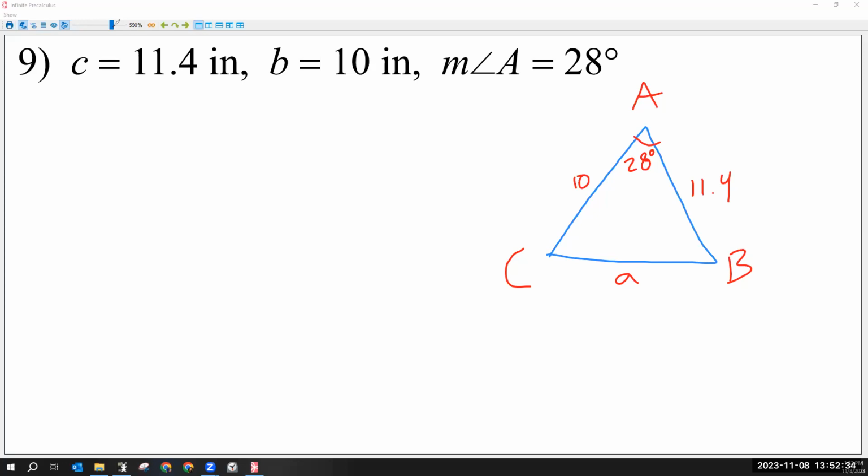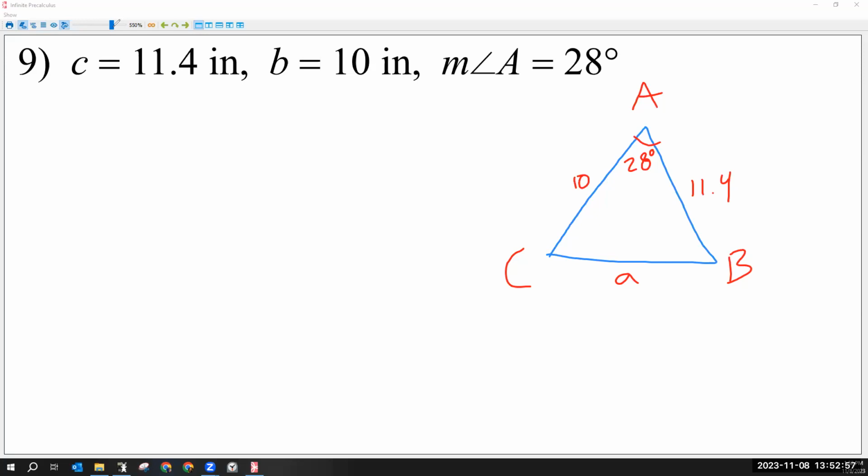Now, can you notice that for 9, 10, 11, and 12, all four of those problems are an angle and then two sides that would have to touch that angle, right? We know that because they didn't give you the opposite side. Are we okay with that? So what I'm about to show you only works for this situation.